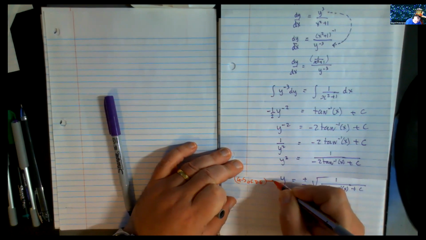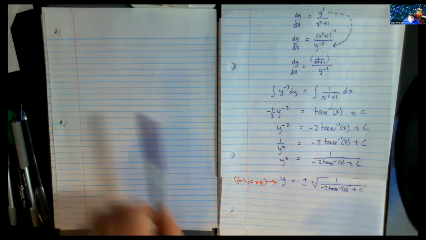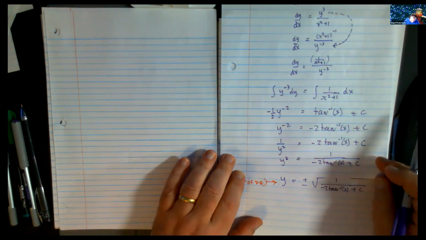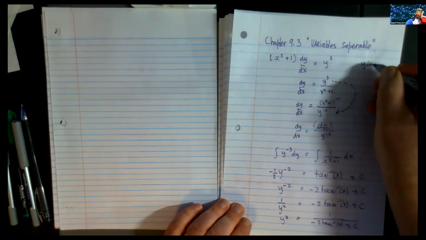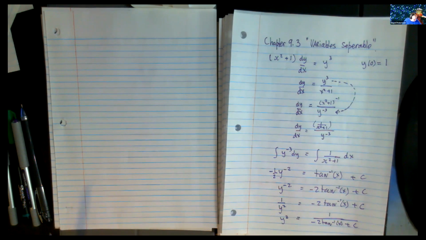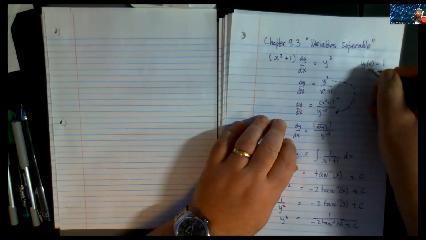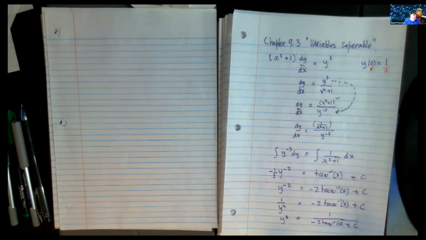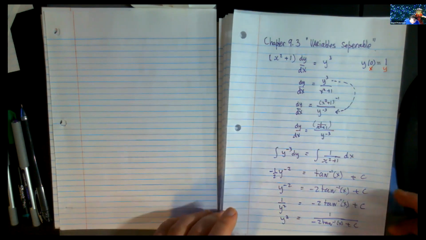So that's the general solution. But let's assume that this question, I'll bring this back in a minute, you were told that y of 0 was 1. Well, that is basically saying when x is 0, y is 1. And we call this piece of information a boundary or an initial condition.